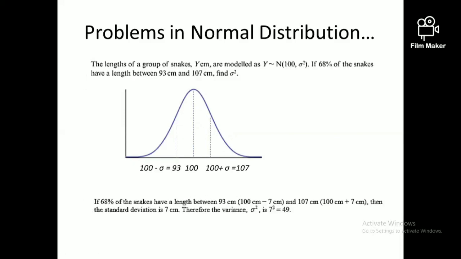Right. The length of a group of snakes, Y centimeters, is modeled by Y equals a normal distribution of 100, sigma squared. If 68% of snakes are between 93 and 107, what is 68%? That is one standard deviation from negative to positive. 100 plus sigma is 107 and 100 minus sigma is 93. Then what would be the value for sigma? Obviously, we know that sigma should be 7. From there, you can now get the answer: the normal distribution of 100, 7 squared. Or otherwise, mean 100 and standard deviation of 7.